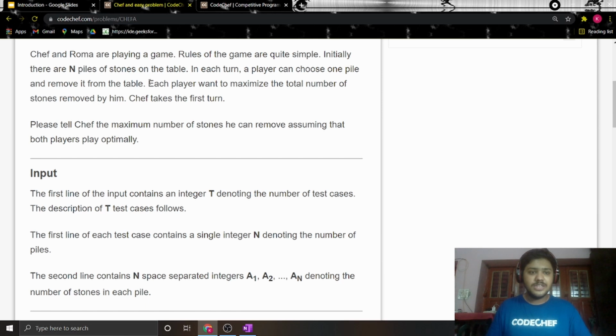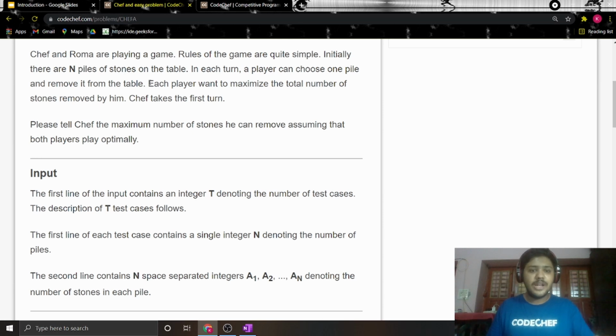So in this game we have n piles of stones. Each pile has some stones in it. The ith pile has a of i stones. Each player wants to maximize the total number of stones removed by him or her, and Chef takes the first turn. So this is what we have.